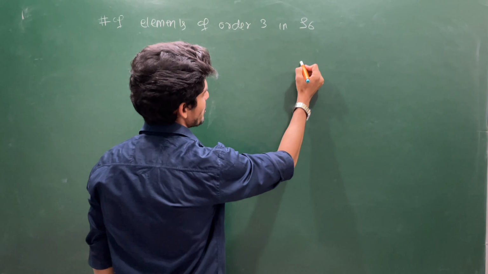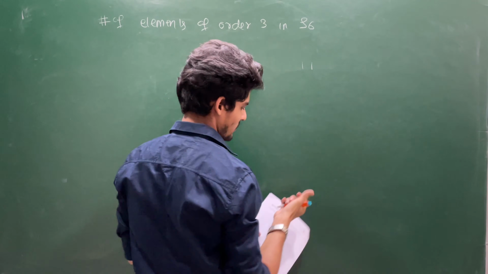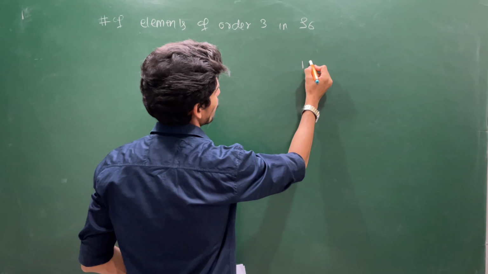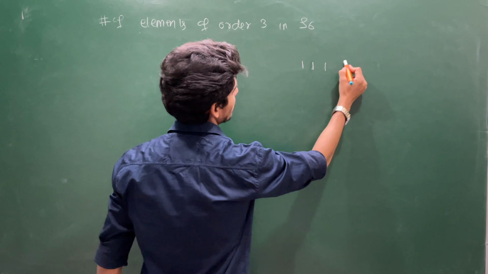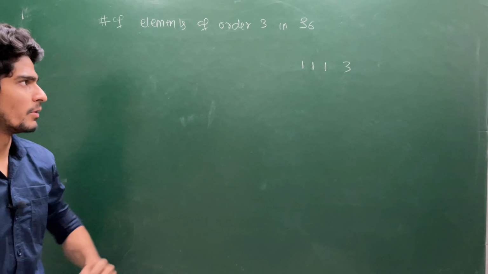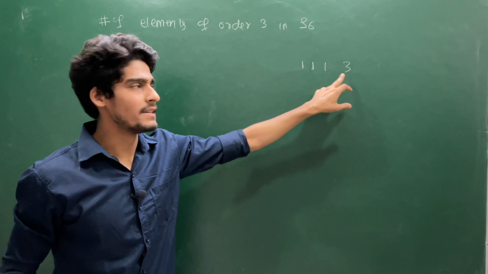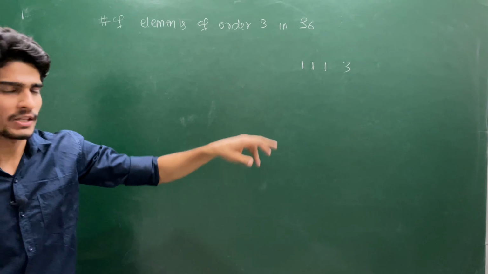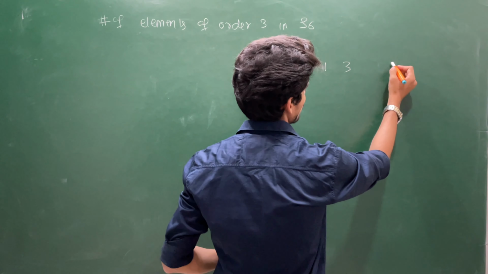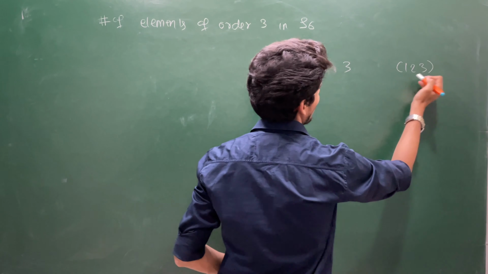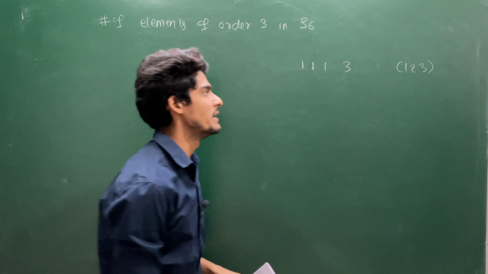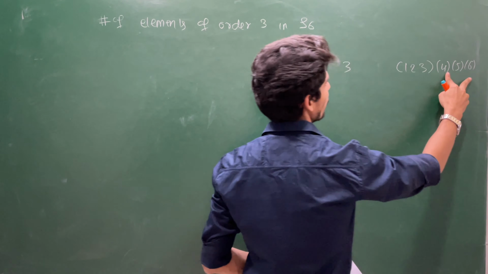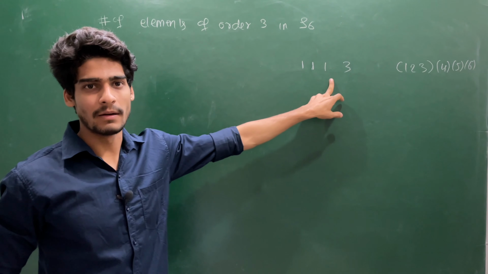Either you can choose the partition 1, 1, 1, 3. One second, let me change the chalk. Either you choose this cycle decomposition, because the LCM of 1, 1, 1, 3 will give you 3. So this will generate an element of order 3. For example, 1, 2, 3 and the rest 3 symbols are fixed. That means you can write it in this manner, 4, 5, 6. This is one example of this cycle decomposition.